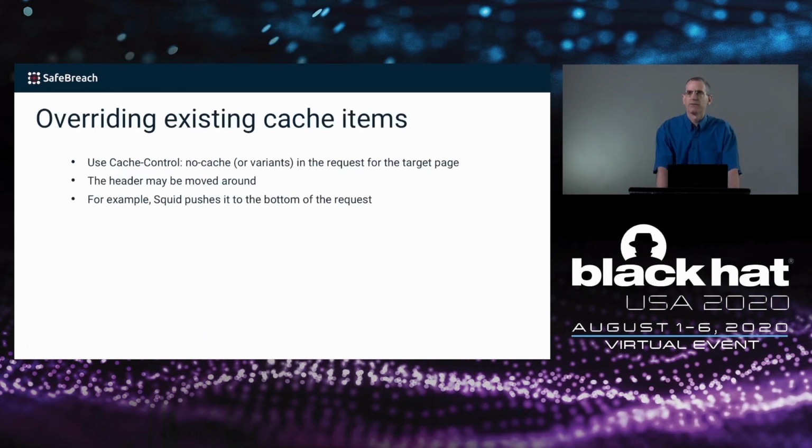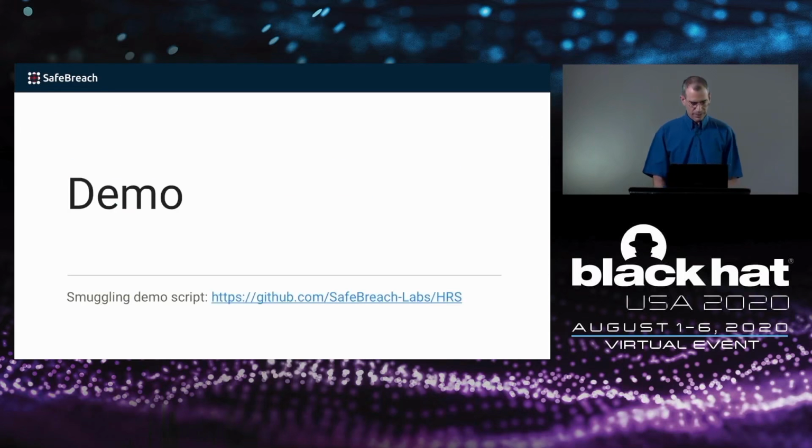One last tip for overriding existing cache items. Sometimes a page is cached and you want to poison it. You can use a Cache-Control no-cache for the request that involves this page, and the header may be moved around, so you need to be careful about it when you calculate payload lengths and offsets. Let's see those variants in action.